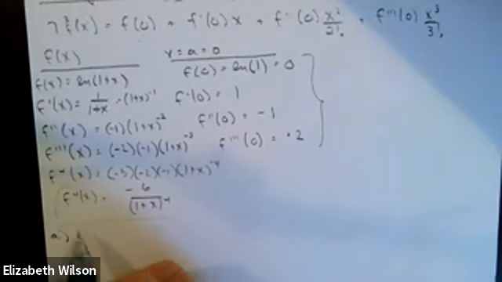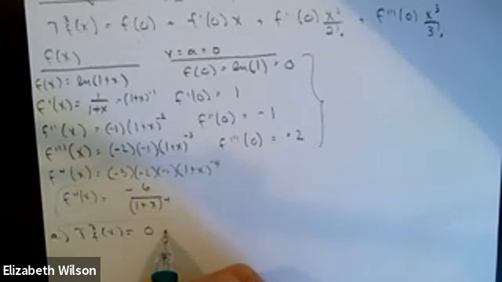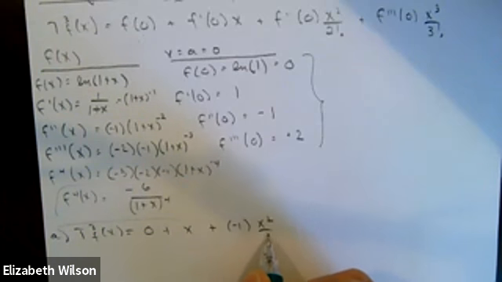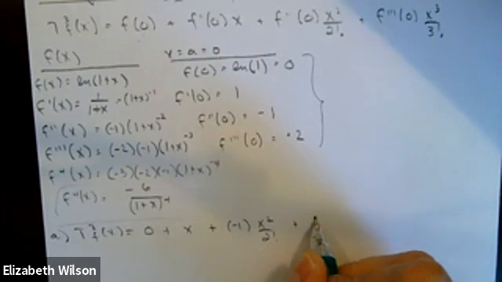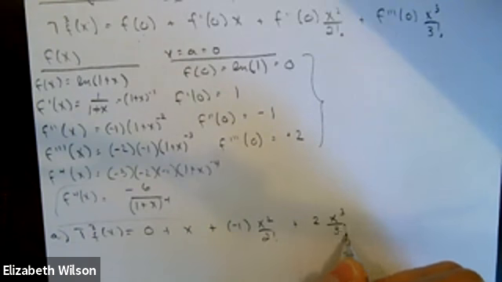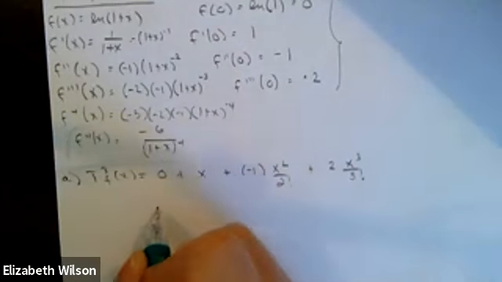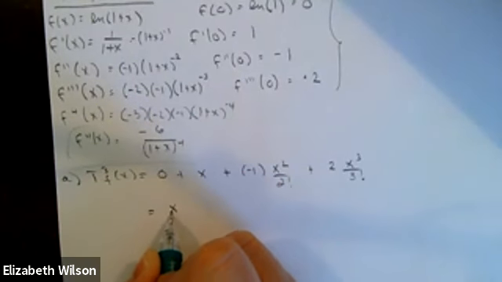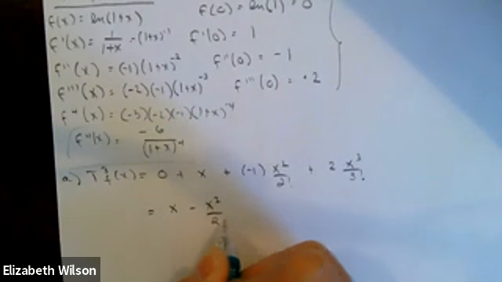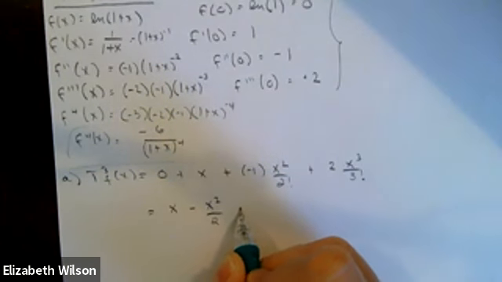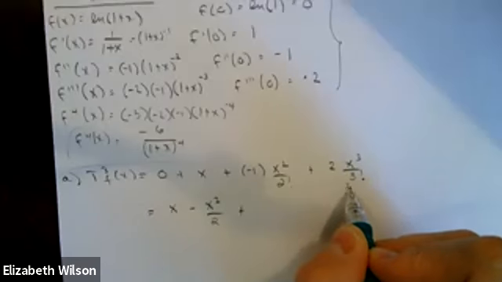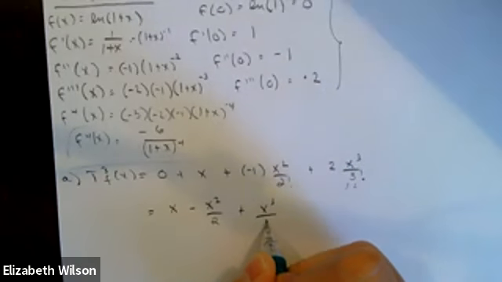for our Maclaurin. So let's go ahead and plug those in because part A says, give me the Maclaurin. So f of 0, 0, plus the first derivative evaluated at 0 is 1 times x, plus the second derivative is minus 1 times x squared over 2 factorial, plus the third derivative is 2 x cubed over 3 factorial. Now I can multiply things through, make this look a little nicer, get rid of the 0. So it's going to be x minus x squared over 2, 2 factorial is 2, plus 2 over 3 factorial, this is 3 times 2, x cubed over 3.